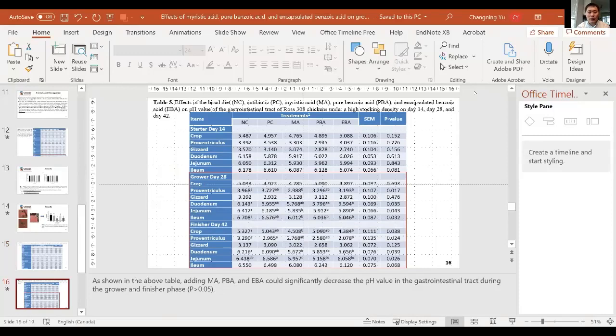Next is our result, the effects of different feed additive on the pH value during the experiment. As shown in the table, adding MA, PBA, and EBA could significantly decrease the pH value in the gastrointestinal tract during the grower and the finisher phases.